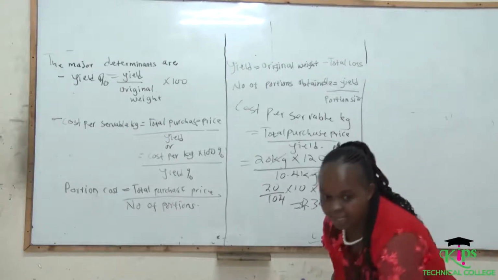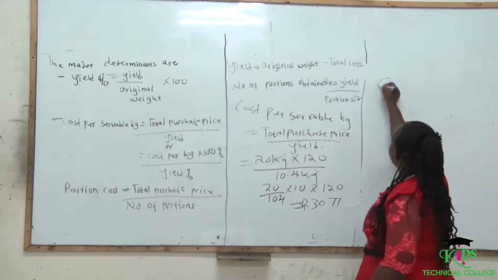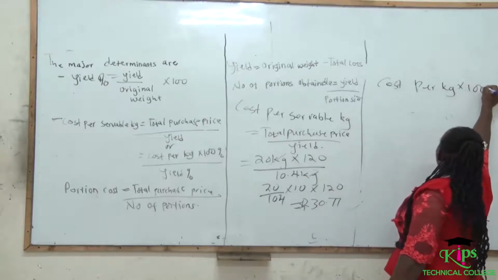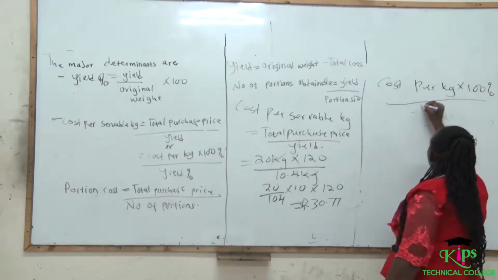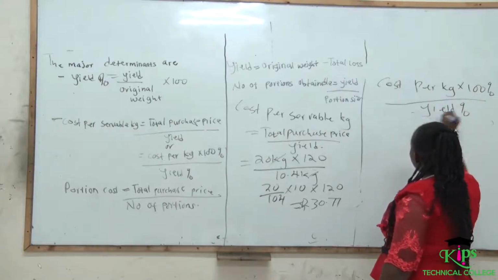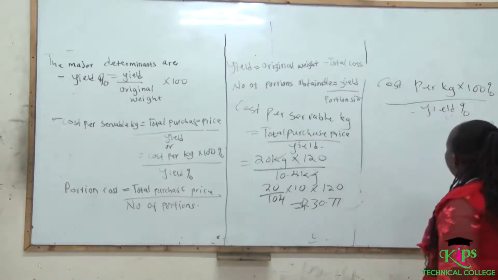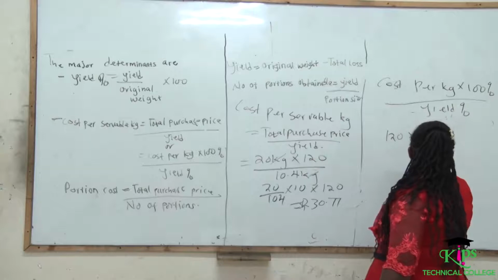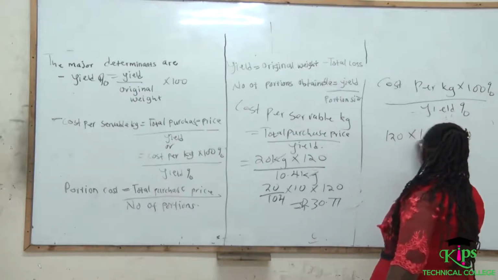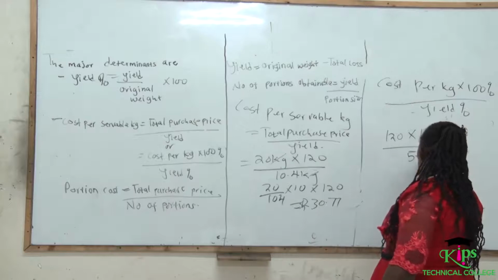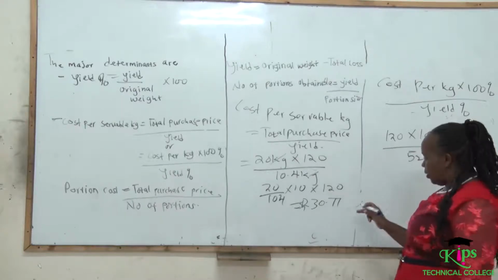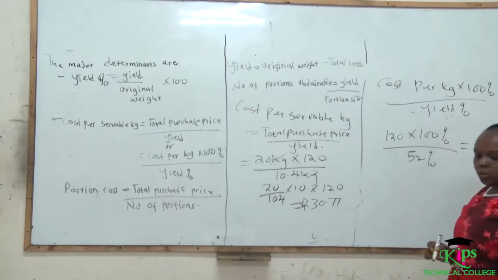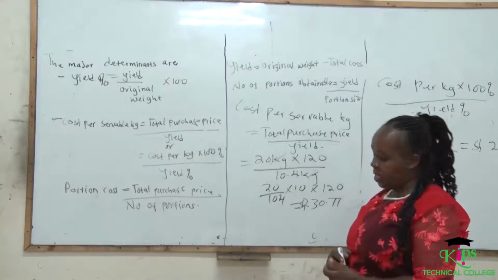Is it going to give us the same thing? So the other formula is the cost per kg multiplied by 100% divided by yield percent. The cost per kg is 120. So 120 multiplied by 100% divided by the yield percentage, which is 52%. When you calculate, you are going to get the same answer, which is 230.77. So you can use either formula that you want to calculate that.